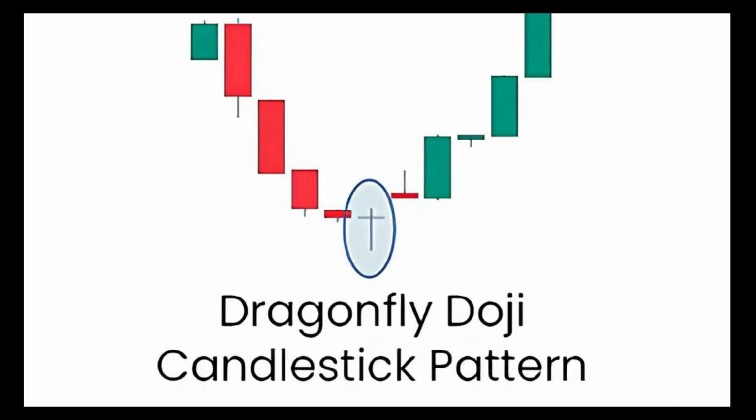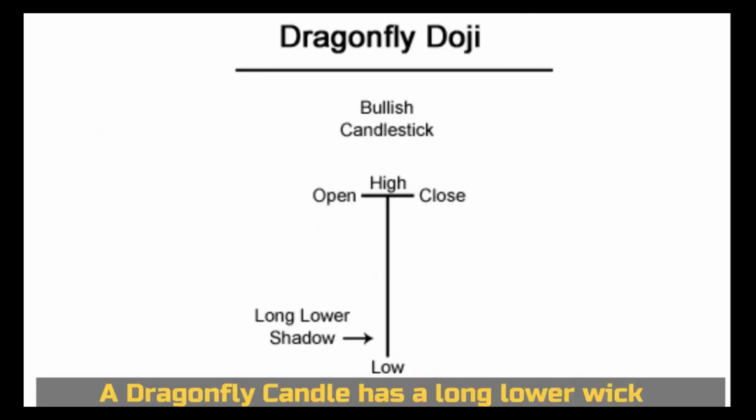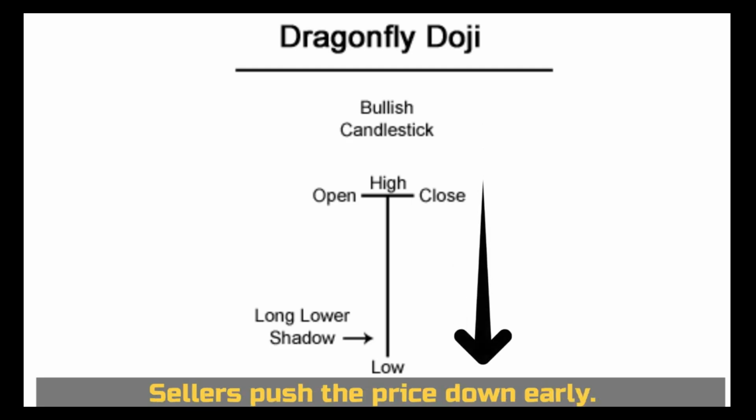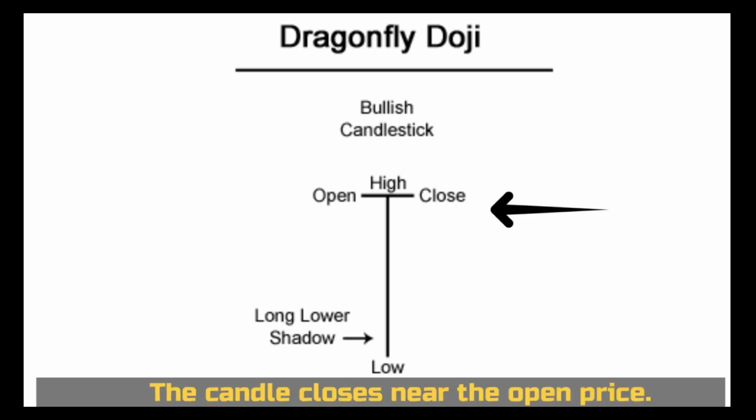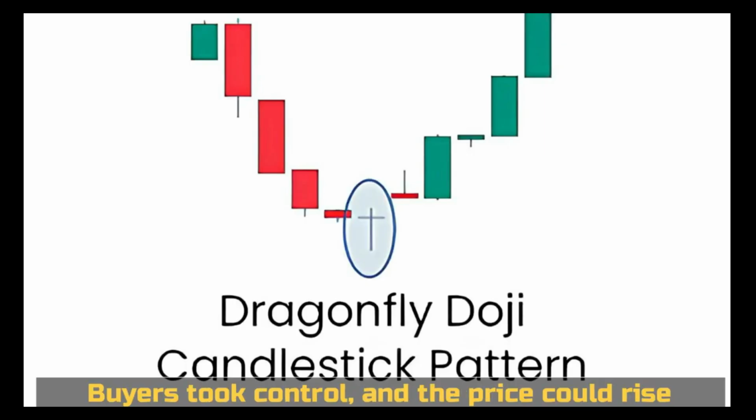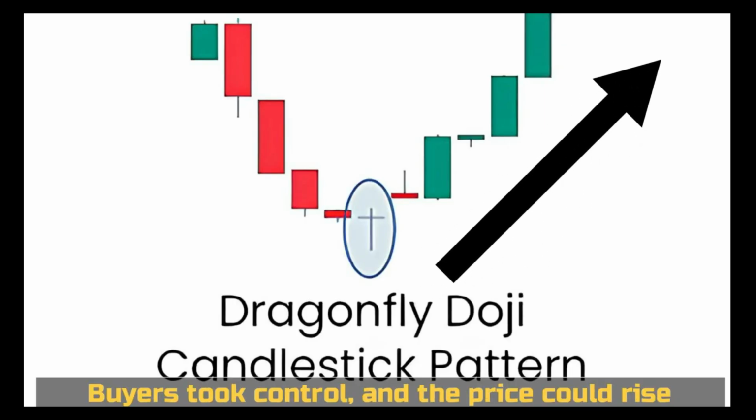So our next candle is the dragonfly candle. A dragonfly candle has a long lower wick and a tiny or non-existent upper wick. Sellers pushed the price down early, but buyers came back strong and pushed it all the way up. The candle closes near the open price. What does it mean? Buyers took control and the price could rise.